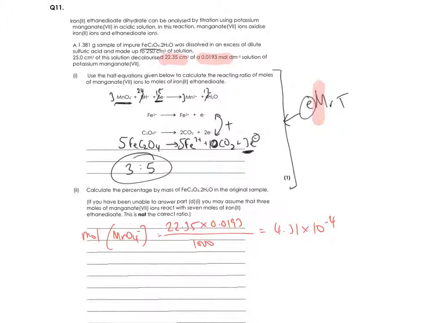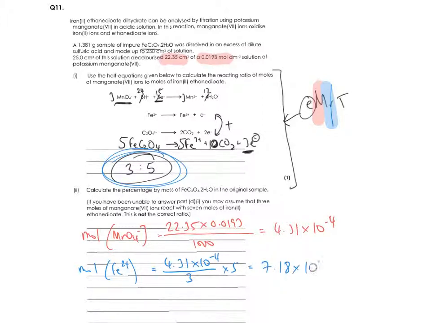Then we've got to use the ratio to work out the moles of the iron 2+ that was used. So the ratio here is 3 to 5. So that's going to equal 4.31 times 10 to the minus 4 divided by 3 times by 5. So that gives us 7.18 times 10 to the minus 4.